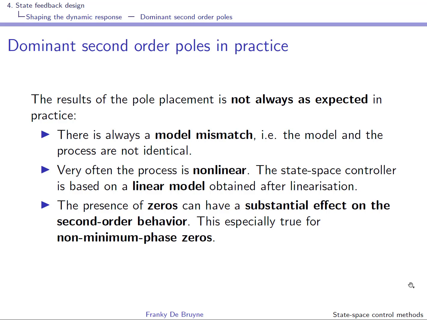Remember also that often you have the presence of zeros, and they can have a substantial effect on the behavior that you're expecting through your dominant second order pole method. This is especially true for non-minimum phase zeros, so zeros that are to the right of the imaginary axis. If you work, for instance, with an inverted pendulum type system, you can expect those kinds of zeros.